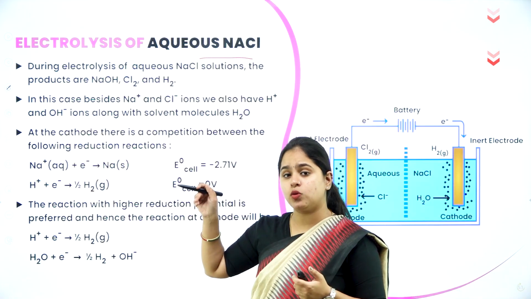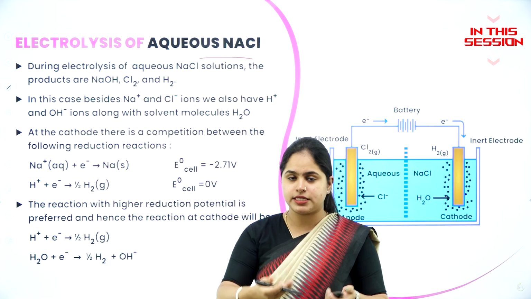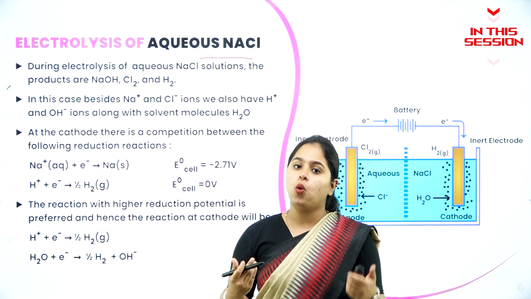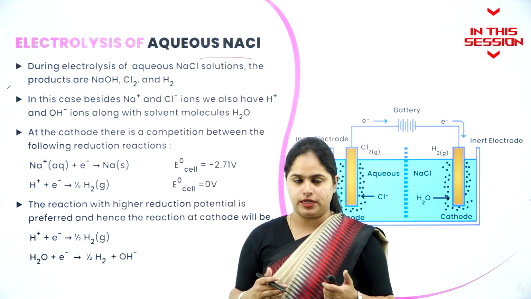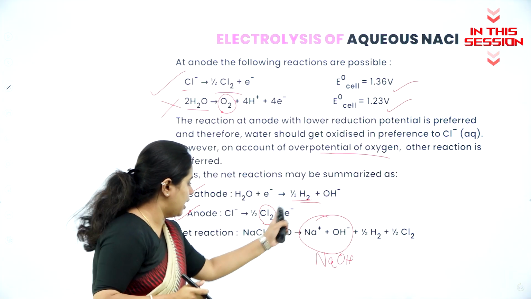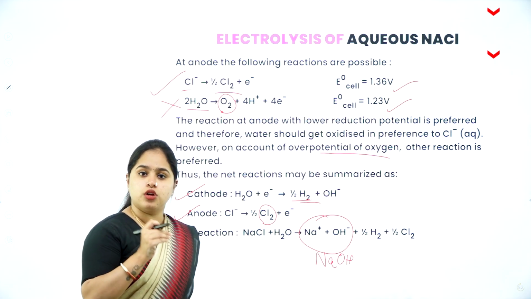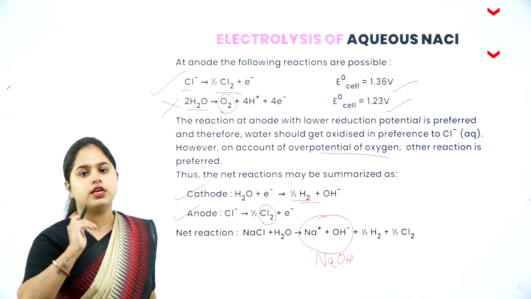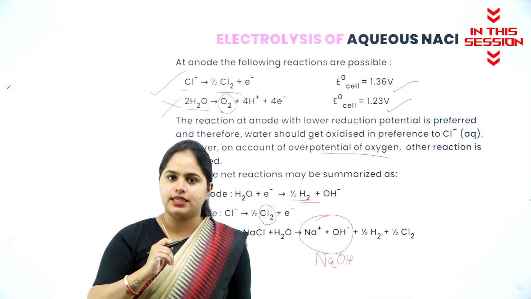Other than that, it is aqueous sodium chloride, so water is also present, hence H plus and OH minus ions will also be present. Apart from that, Na plus and OH minus ions are there, right? So that together forms NaOH. So a total of 3 products are there: sodium hydroxide, chlorine gas and hydrogen gas are liberated.